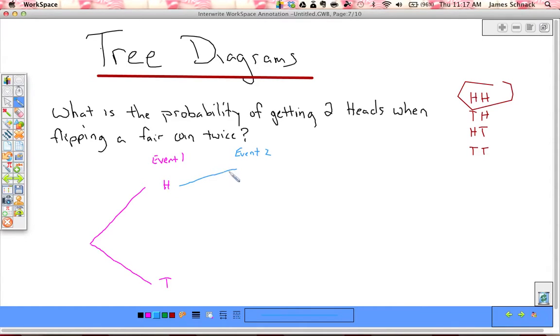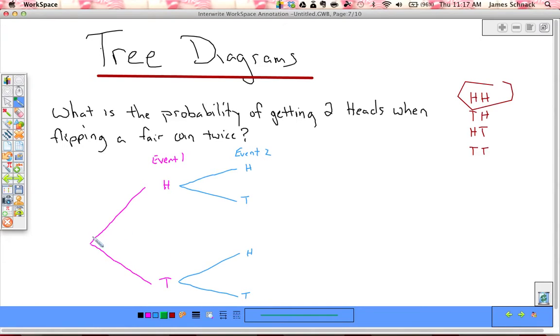So we make another set of branches coming from that first node, it's called a node, N-O-D-E. If this head is a node in the tree diagram, it's where a new event branches off of. And for event 2 we're looking at, is it heads or is it tails? And if we were doing something like rolling a die, we'd have 6 branches for one of these events labeled with 1, 2, 3, 4, 5, 6.